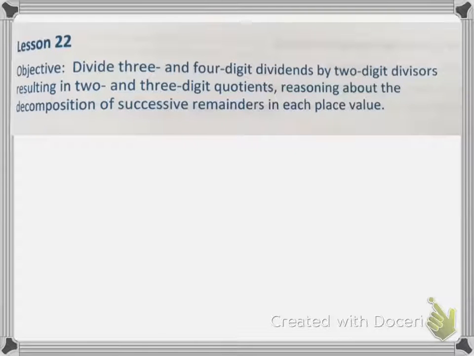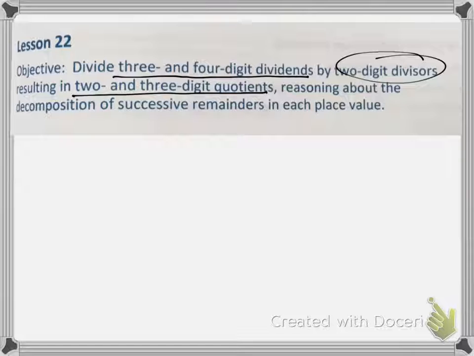Today we're doing lesson 22 in module 2. The objective for today was to divide 3 and 4 digit dividends by 2-digit divisors, resulting in 2 and 3-digit quotients. Reasoning about the decomposition of successive remainders in each place value. The difference between lesson 22 and lesson 21 is we're now doing 3 and 4 digit dividends. We're still doing 2-digit divisors, that's the same, but now we're getting results of 2 and 3-digit quotients.